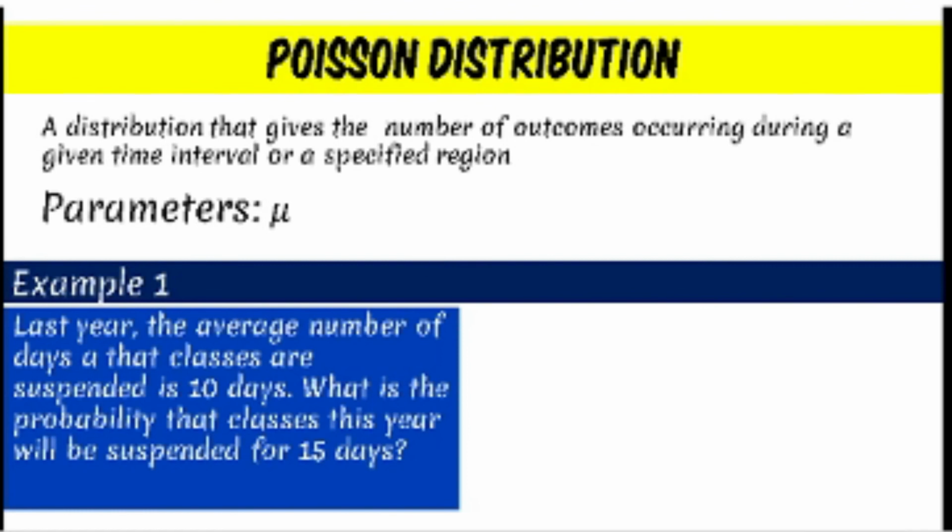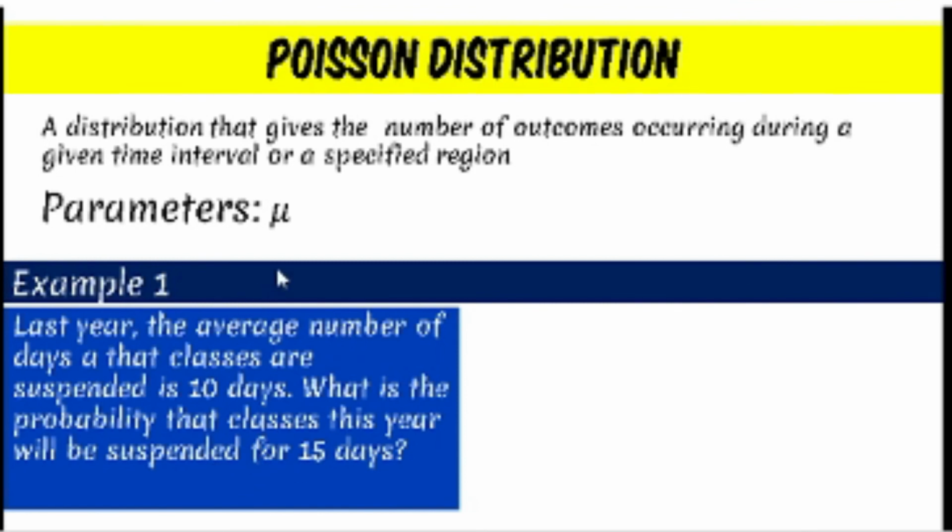Last year, the average number of days that classes were suspended is 10 days. What is the probability that classes this year will be suspended for 15 days? So based from previous data, we computed the average number of days that classes were suspended last year, and that's 10. We want to compute the probability that the number of suspensions that will happen this year is 15. So that's what we want.